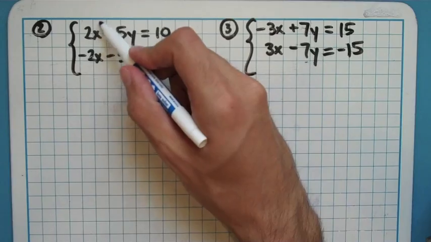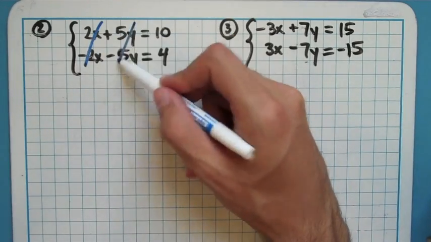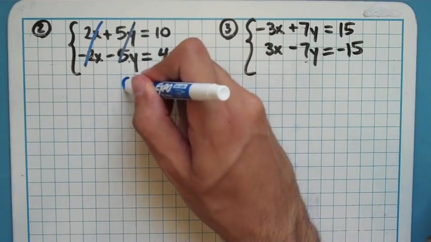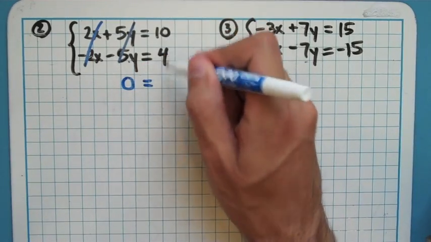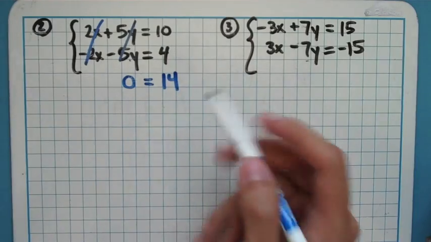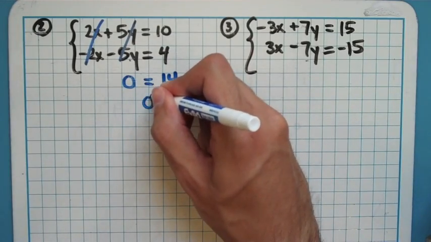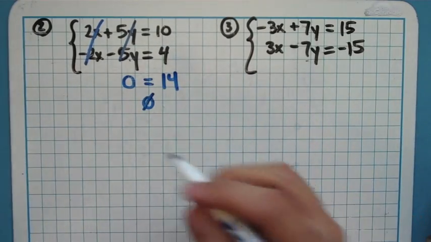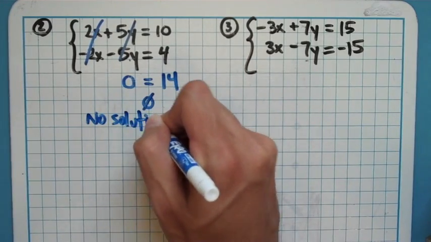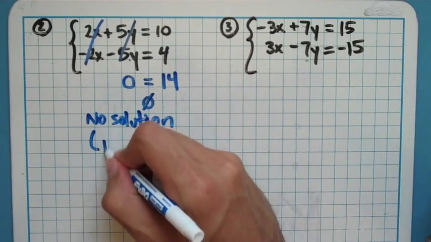When we add, our x's cancel. Our y's cancel as well, because I have a 5y and a negative 5y. So I have nothing left here. I just get 0 equals 14. Now 0 clearly doesn't equal 14. We've come across that before in a previous chapter when the variables canceled. If you recall, what we would say here is that there's no solution to this problem. It's the same deal here. There's no solution because in fact our lines are parallel.